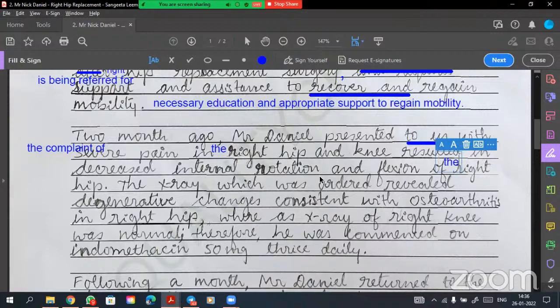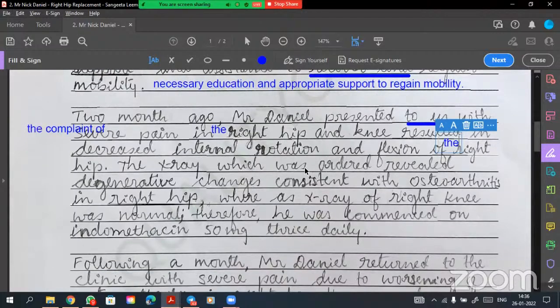Decreased internal rotation and flexion of the right hip. The X-ray, which was ordered, very good. Very good. You have written very nicely, but commas are missing. The X-ray and which means the one and the same. The X-ray, which was ordered, again here comma. So the X-ray was ordered.